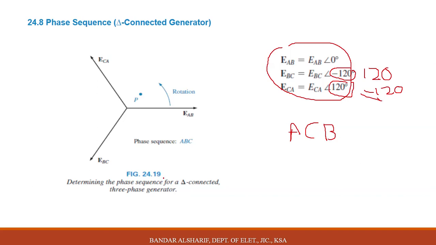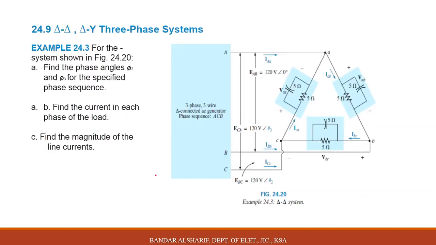Okay, we'll go to the next section, which is delta-delta connection. We mean the source, the generator, is delta, and the load is delta. Here, delta-Y system: the source will be delta and the load will be Y connection.